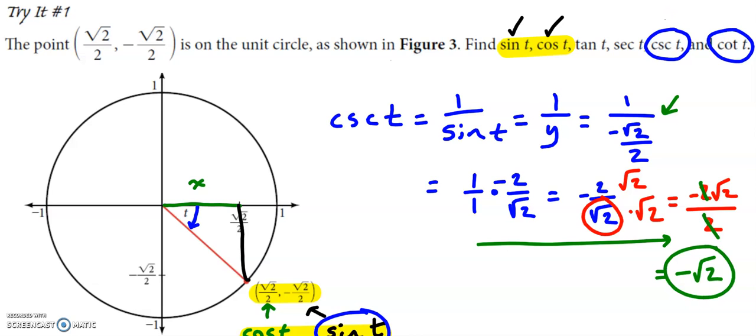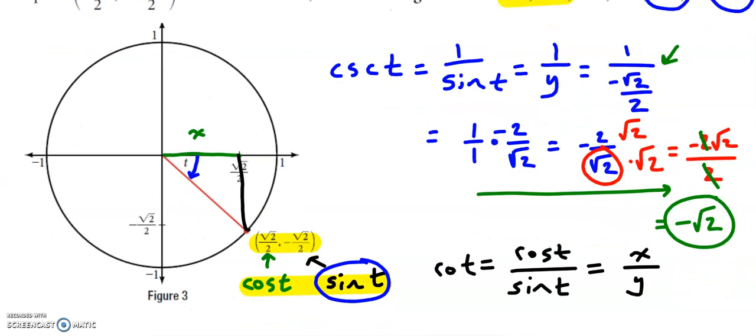So that covers the cosecant. Looking at cotangent, I'm going to jump to cotangent. The cotangent of t we know is cosine of t divided by the sine of t, which in other words is x over y.